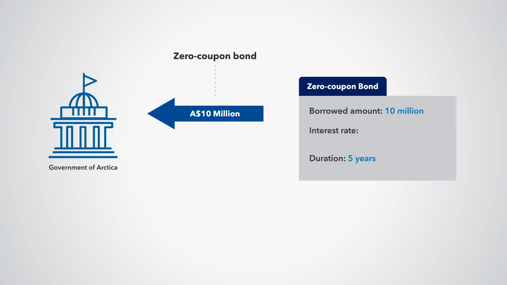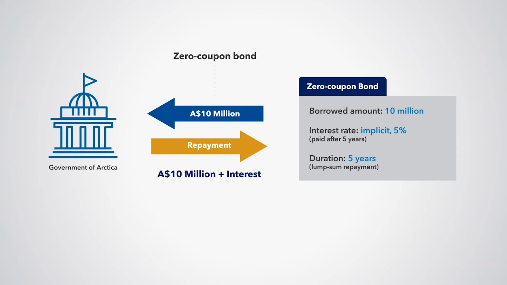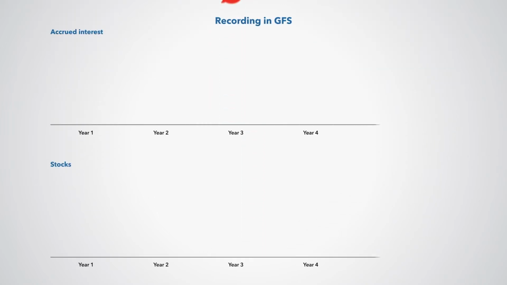So let's consider our example where the government in Arctica issues a zero-coupon bond at a discounted value of 10 million Arctica cubes. Let's also assume the same conditions as with the loan, that is, an implicit interest rate of 5% and a bond that matures after 5 years. At that point, the government pays back the full amount, both the principal and the interest component. Now let's think how we should record that interest component in the GFS framework.